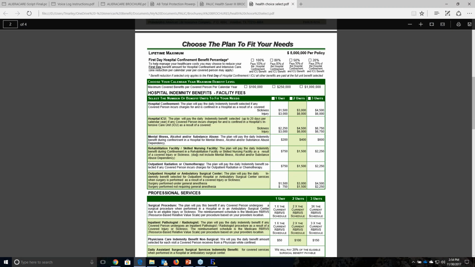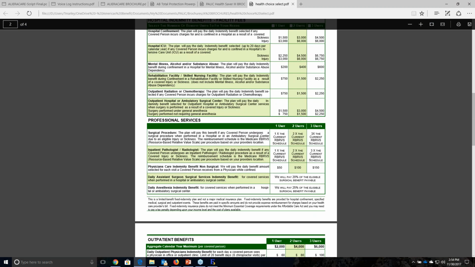As far as the professional services, you see 1 times current RBRVS schedule. So what is RBRVS? That is the Medicare reimbursement rate. So whatever Medicare would pay for that particular procedure, that's what our plan will pay if you have 1 unit. If you have 2 units, it's going to pay 2 times what Medicare will pay for that particular procedure.